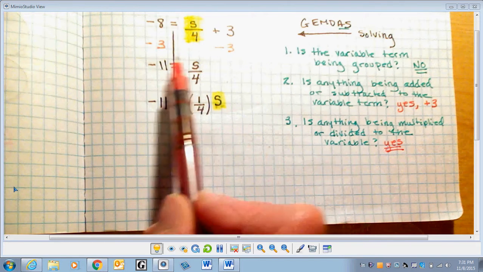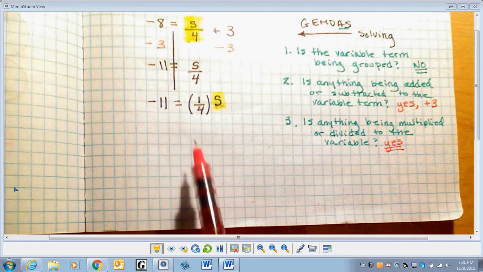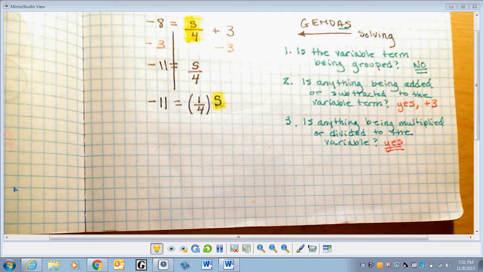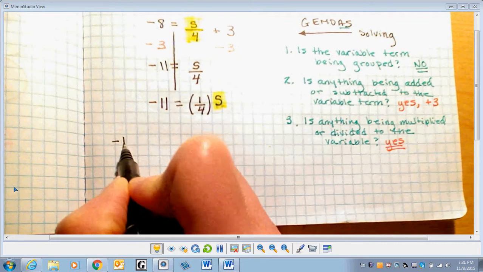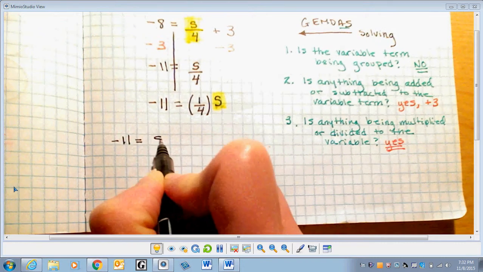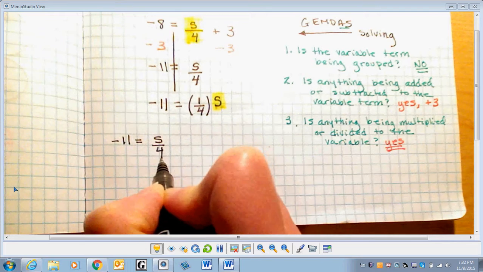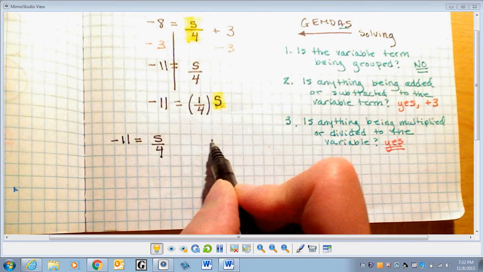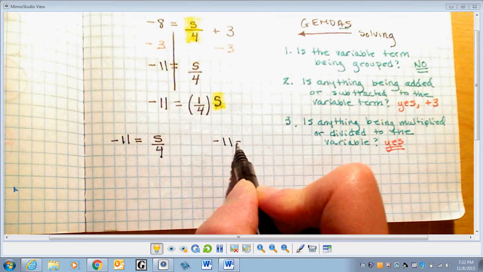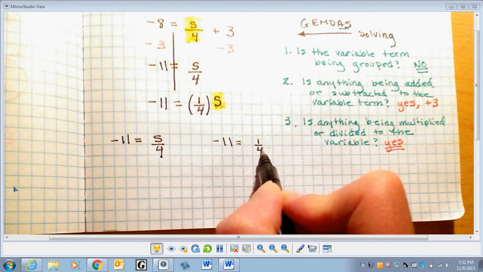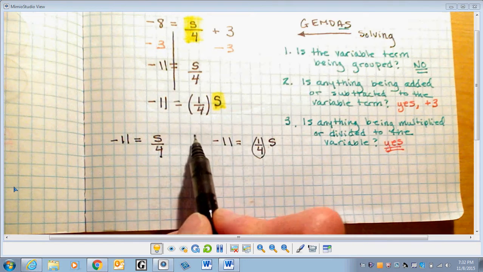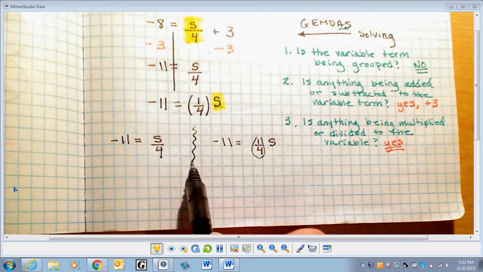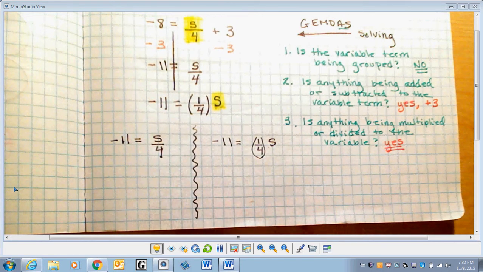So what I'm going to do is I'm going to write this side by side right here. And we're going to do it both ways so that you can see it comes out to be the same. So I'm going to write negative 11 is equal to s divided by 4, which is the same thing as negative 11 is equal to 1/4 times s. Okay? It's the same problem, just written in two different ways.